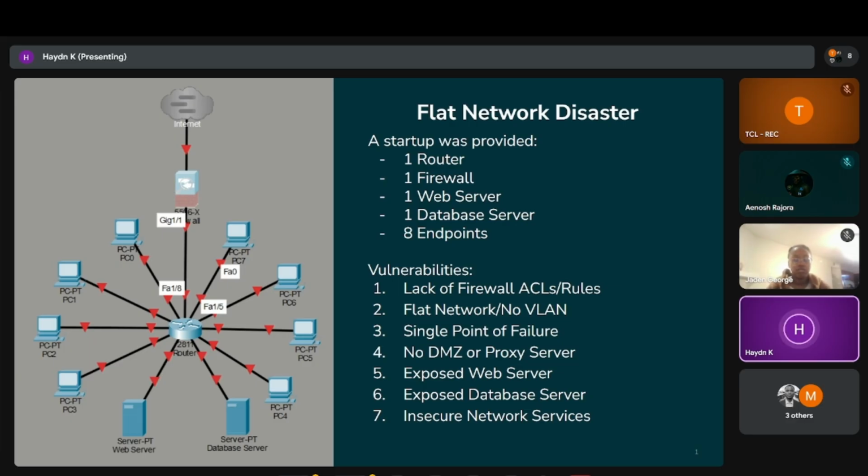The fifth is an exposed web server. 5 and 6 are similar, but they both pose their own risks. Whoops, I skipped 5, sorry. No, I just remembered it.